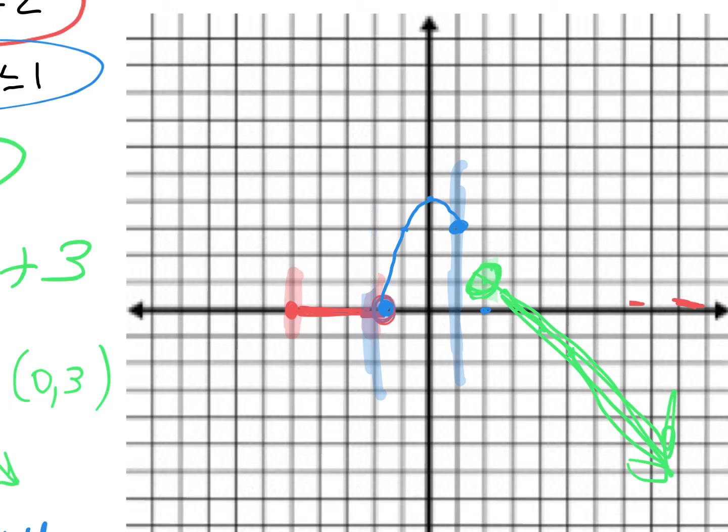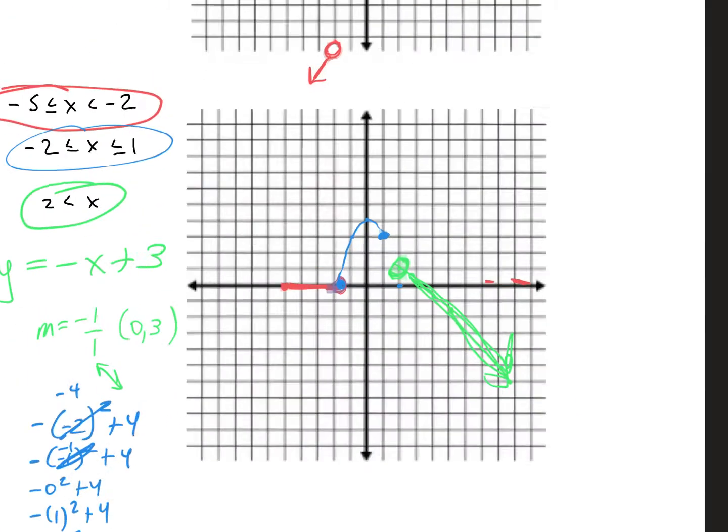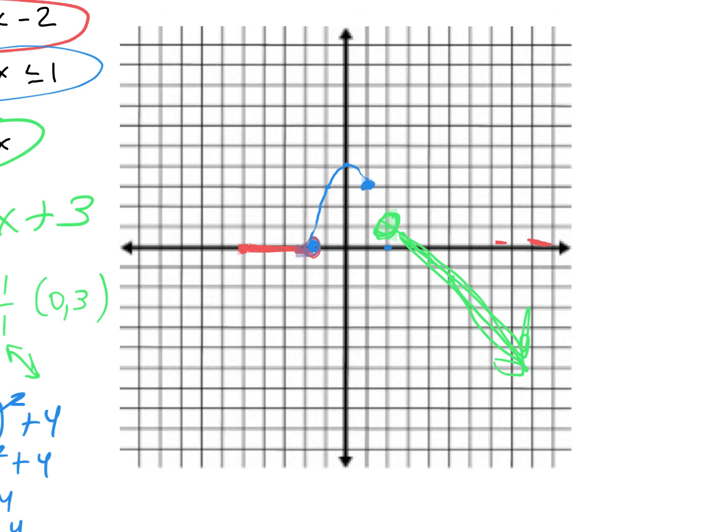Possibly. Question was, will we have a parabola on the quiz? The answer is possibly. Not saying that every version does, but you might have it. So there is what your piecewise function should look like.